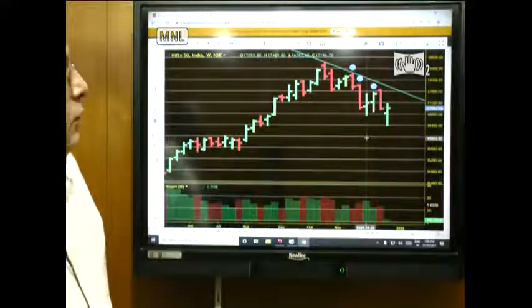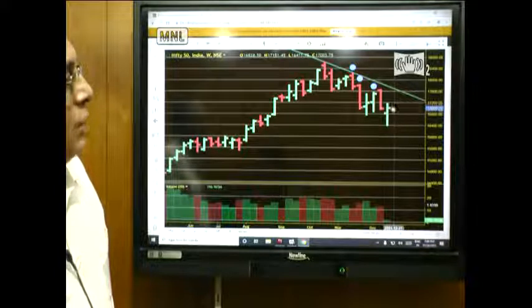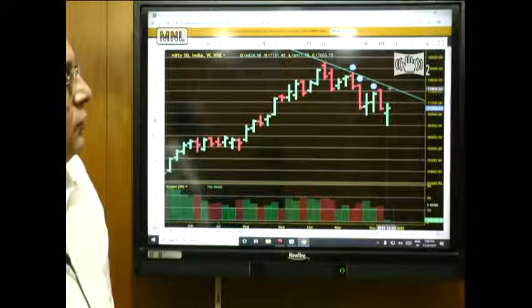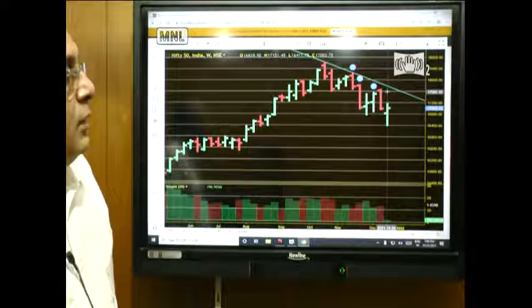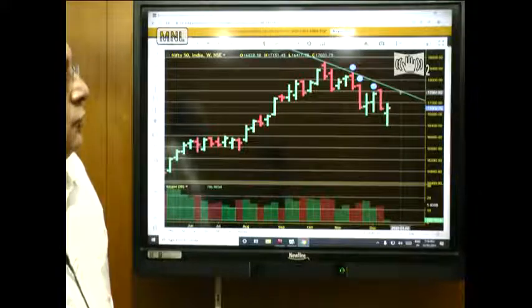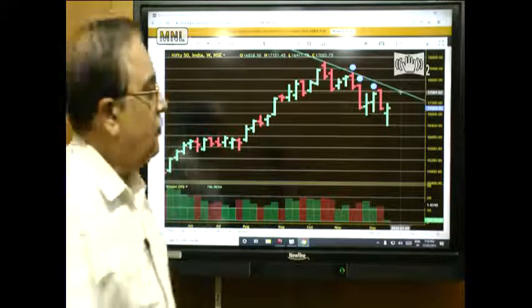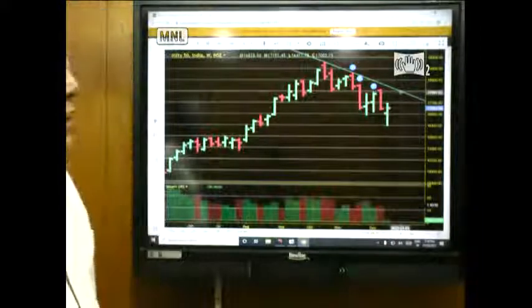Now the resistance is coming closer to the trend line, which has to be broken next week, which is around the 17,700 levels. And this top is also 17,640. So if it doesn't happen next week, then we should probably see the week after the trend line coming closer to 17,560. So this trend line has to be broken for the bullish trend to get reinstated again.